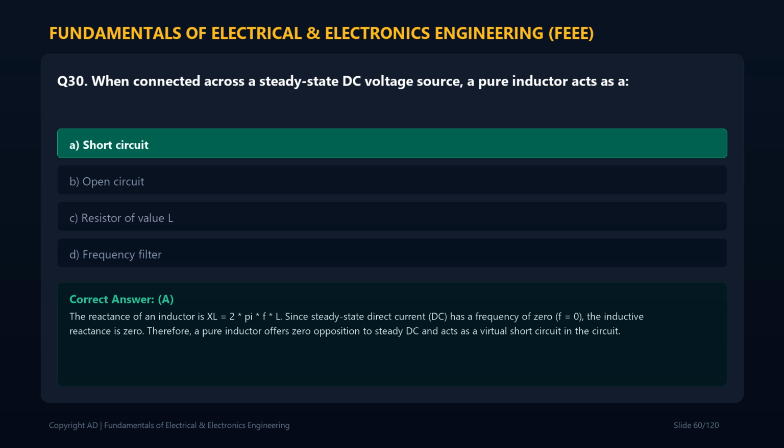Direct current has a frequency of 0, which reduces inductive reactance to 0, making a pure inductor act as a short circuit under steady DC conditions.